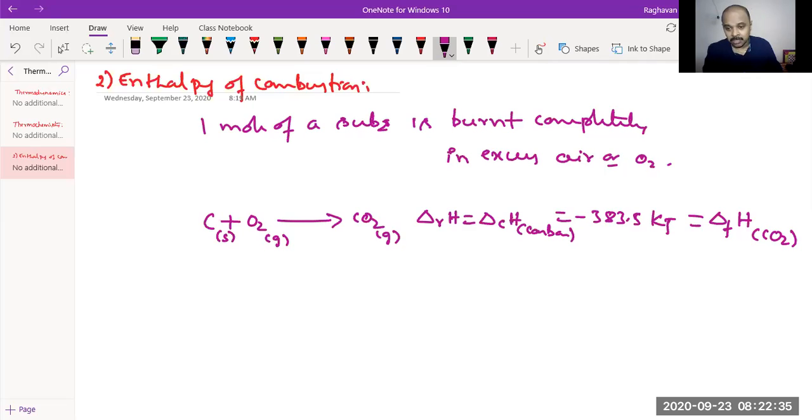So look at that. There are 3 terminologies for minus 383.5 kilojoules. The general term is enthalpy of reaction, particularly enthalpy of combustion of carbon, also enthalpy of formation of carbon dioxide. Now, I'll write an equation. You should tell me what are all the terminologies that we can give for that particular reaction.